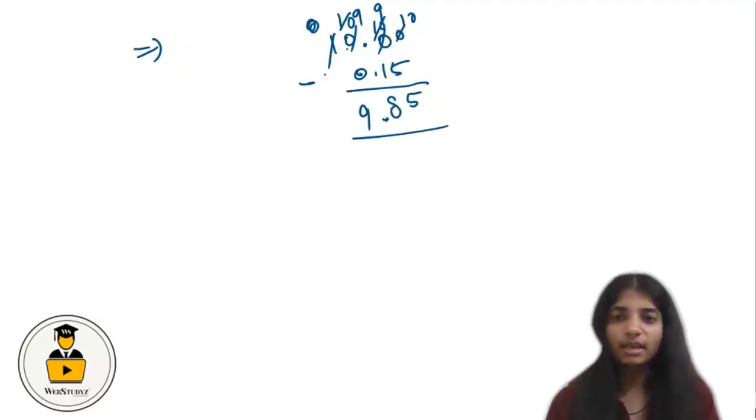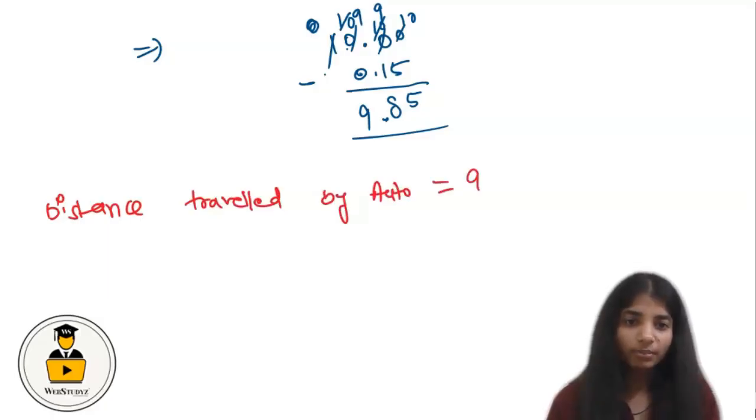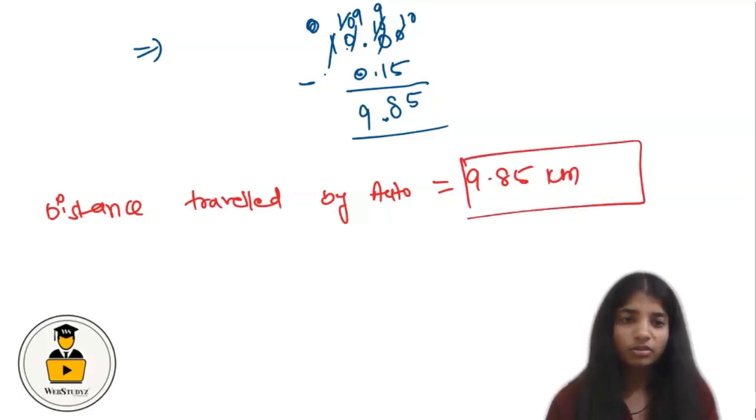So we can say that the distance traveled by auto is equal to 9.85 kilometer. So this is the answer to the given question. So students, in order to solve this problem, we used the basic concept of decimals. I hope you understood the concept well.